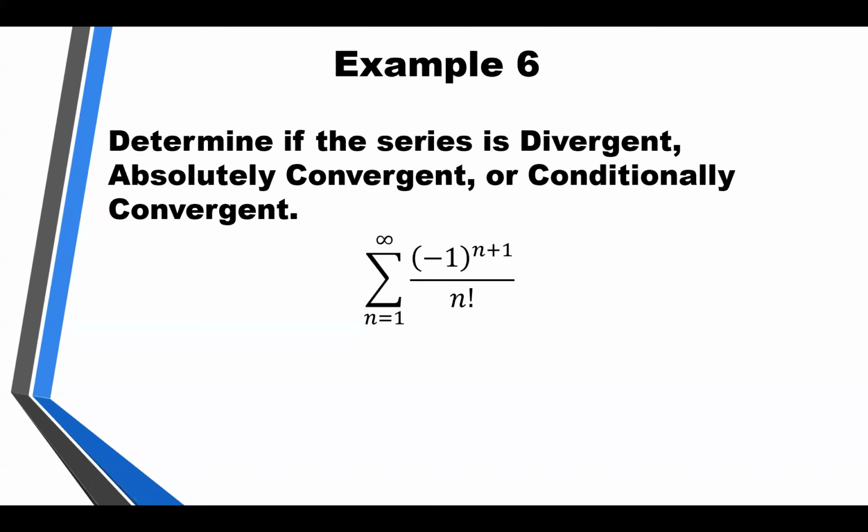Let's try one more. Here we have an infinite series, which is summing up from n equals 1 to infinity, -1 to the n plus 1 power over n factorial. As always, if you want to try this on your own, push pause.